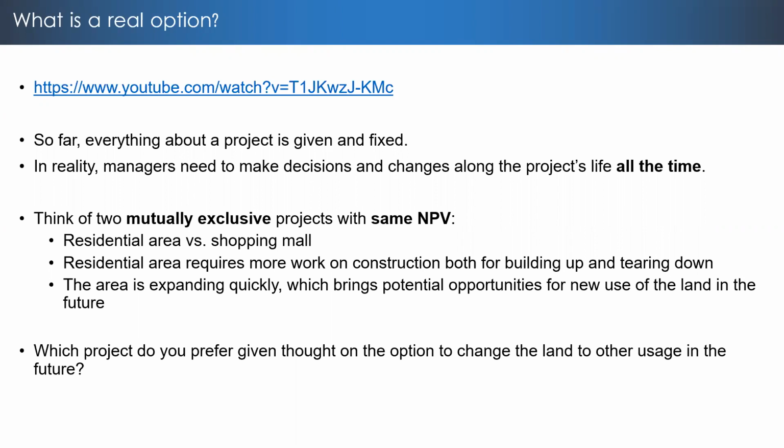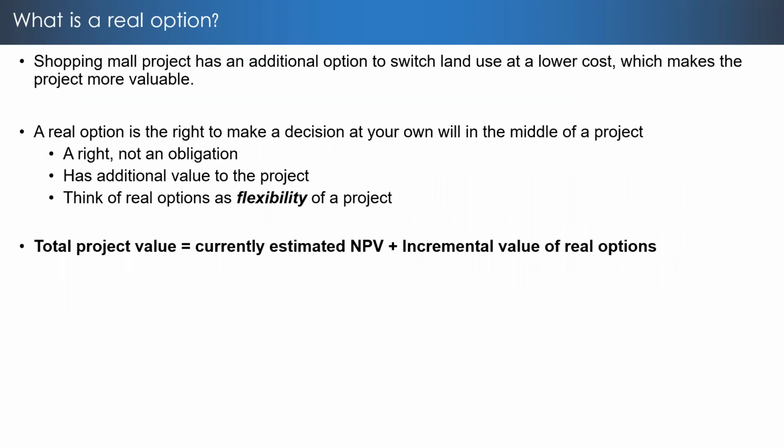So think about, let's say, Irvine. A lot of companies want to go there because the environment is good, because the weather is nice, and Irvine 50 years ago and Irvine right now are quite different. So if you were looking at Irvine 50 years ago, and you owned a piece of land, which one would you think about building, a residential area or a shopping mall? You would probably prefer a shopping mall.